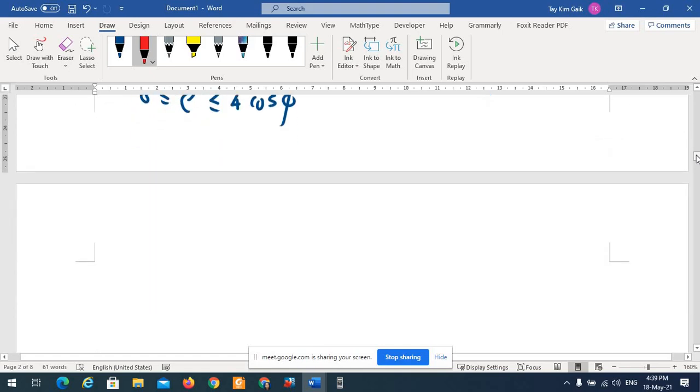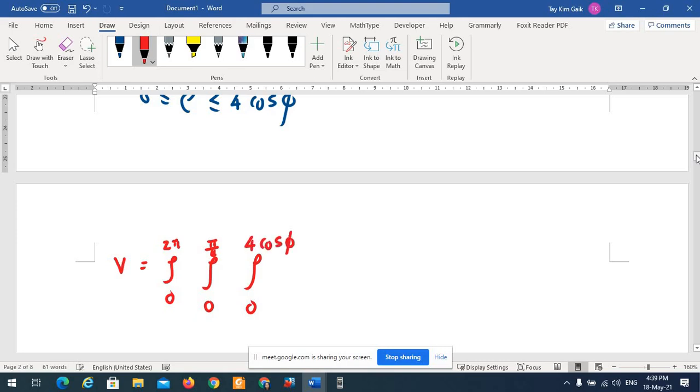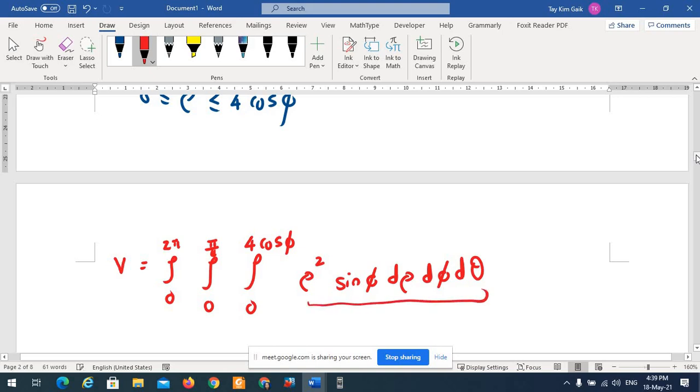So the difference: now your volume for this ice cream cone, theta 0 to 2 pi, still the same as last night, phi 0 to pi over 4, rho 0 to 4 cos phi. And then dV in spherical coordinates is rho squared sin phi d rho d phi d theta. Then you just need to integrate it.